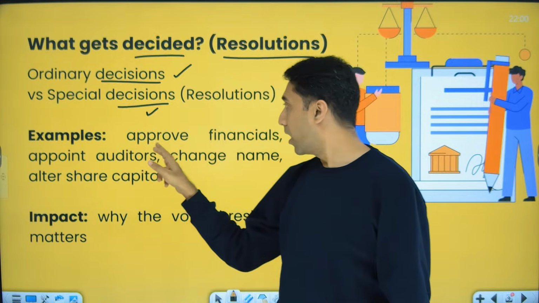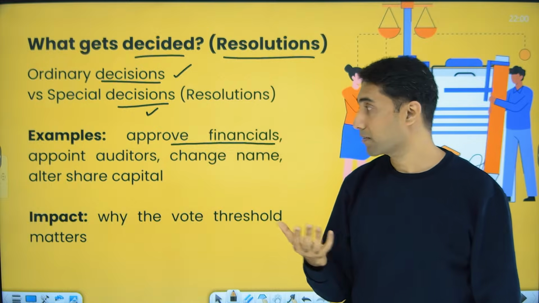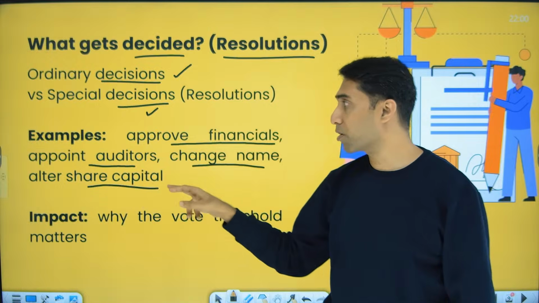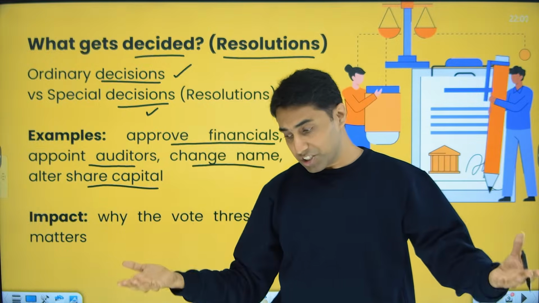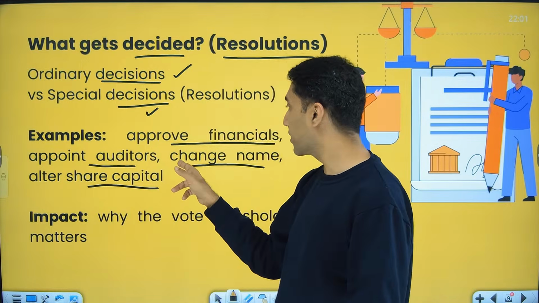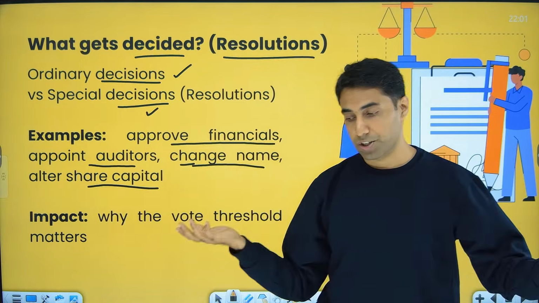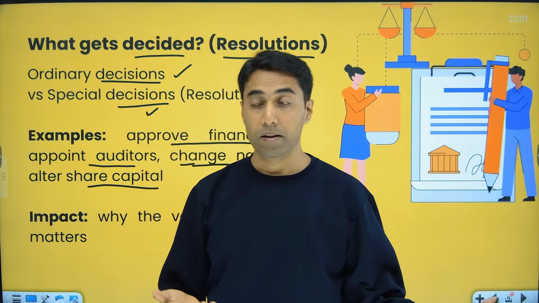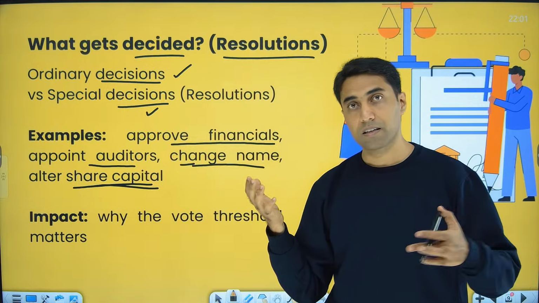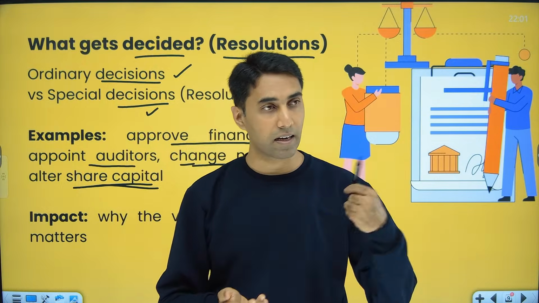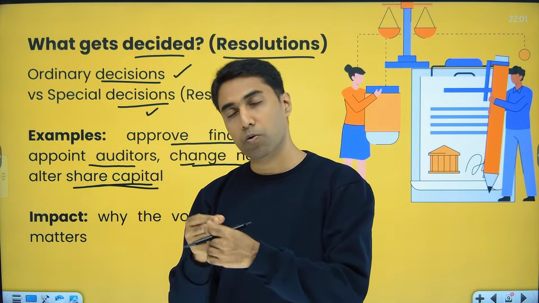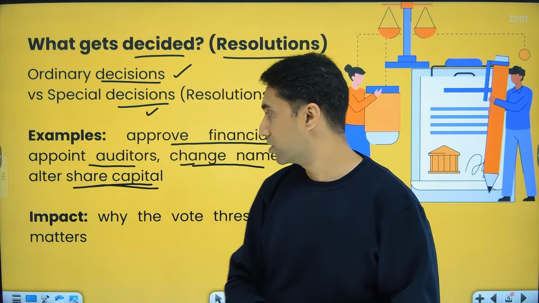Let's take an example. Approving the financial statements, correct? Appointing the auditors, changing the name of the company, altering the share capital of the company. These are all different decisions a company can take in a meeting, that is, shareholders can take. So there is a company and the company wants to change its name. Shareholders can take a decision, yes or no. The company wants to alter the share capital. So shareholders can discuss, deliberate, agree, disagree, then put it to vote, then actually do the voting, count the votes, and then you have a decision.